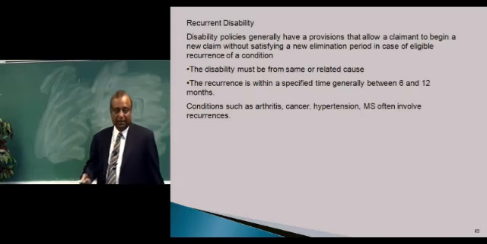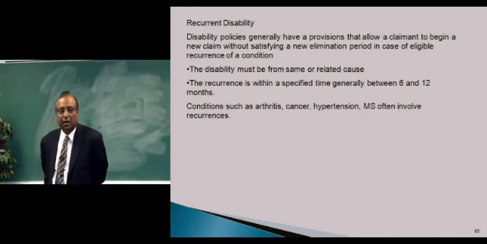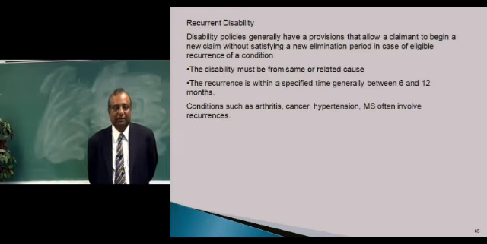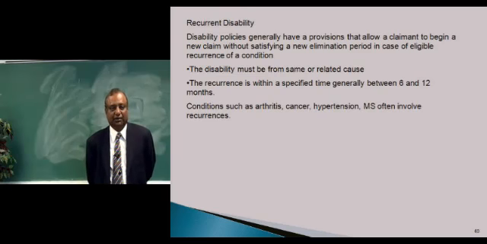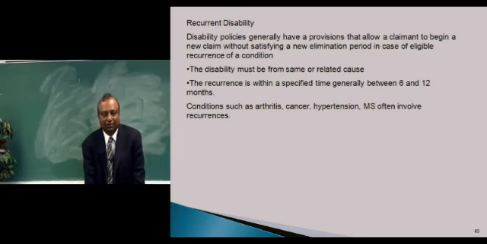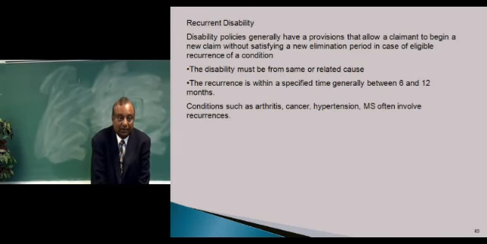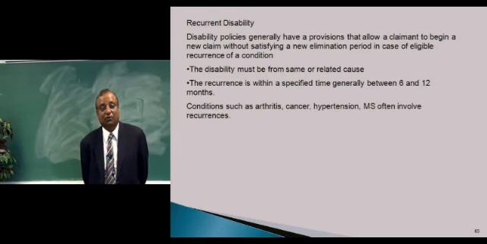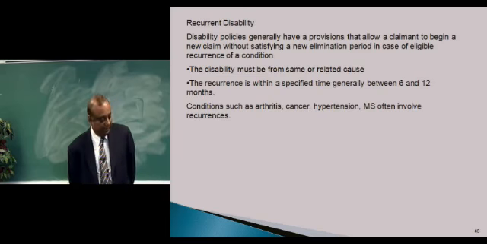I told you every time a person makes a claim, a new elimination period will be applied. But if there is a recurrent disability clause in the contract, then if the disability is caused from the same or related cause as the earlier one, and if the recurrence has occurred within a specified period of time, usually 6 months in most policies, then for the second time, when you go for the recurrence, the elimination period will not be applied. They'll pay for the entire period.